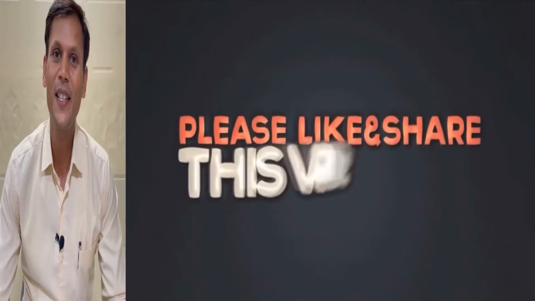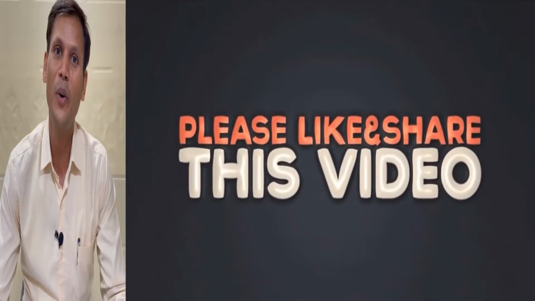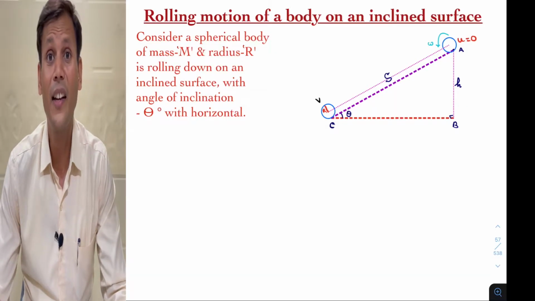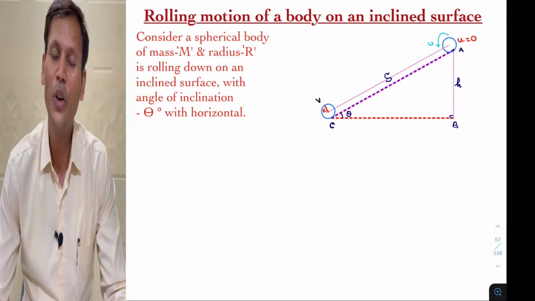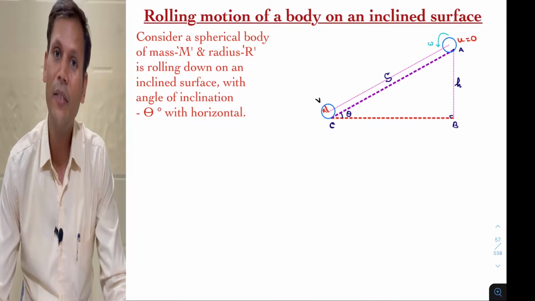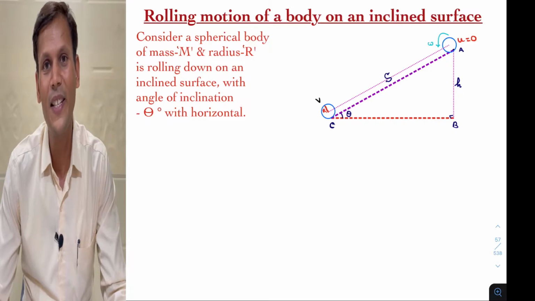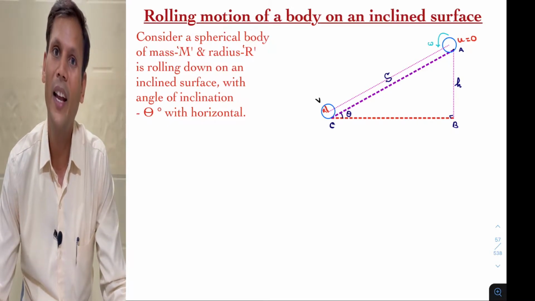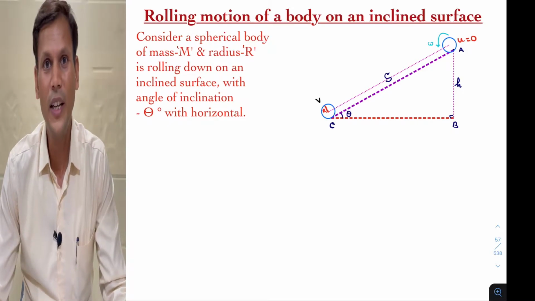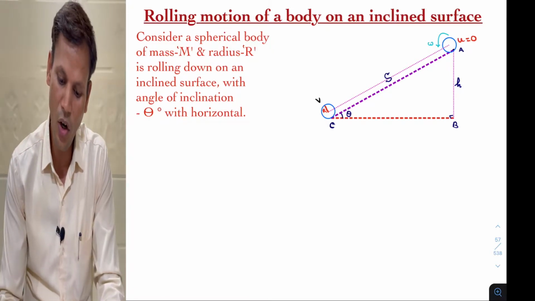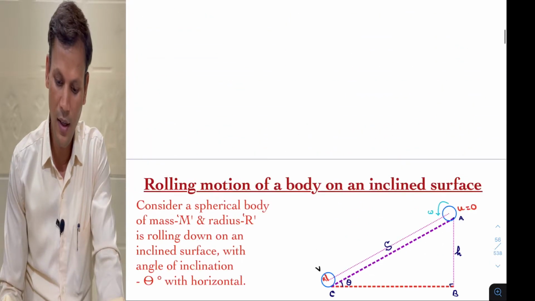Welcome to ACE Physics. Today we will learn about rolling motion on a horizontal surface and on an inclined plane. In this video, we will derive an expression for the total kinetic energy of a rolling body on a horizontal surface and on an inclined plane. So let us start. We will start with the horizontal surface.